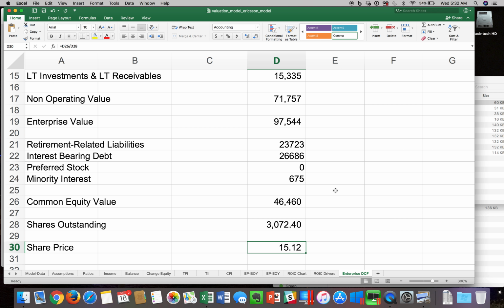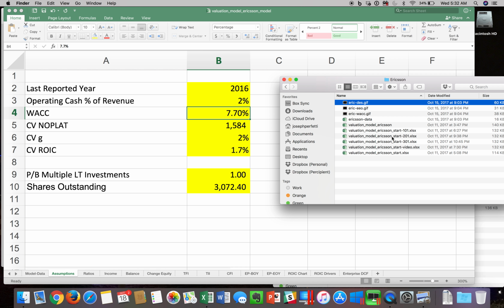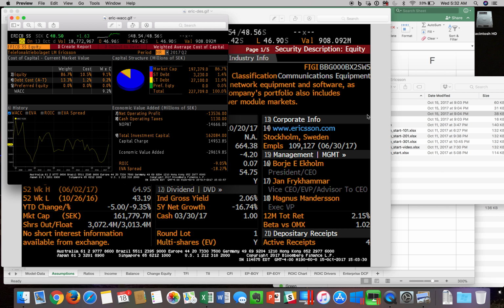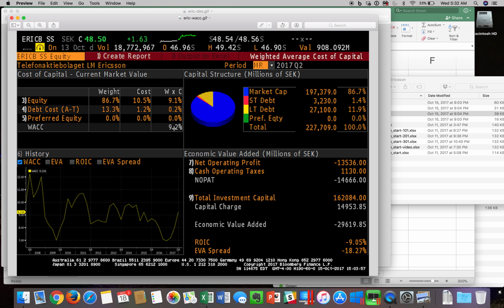And we're going to do what's called an as-is valuation, which means we need to get very close to this share price. So here's how we're going to do it. Number one, on the Assumptions tab, we need to make sure we have a current WACC. So right now, the second screen we're going to need is the Ericsson WACC screenshot from Bloomberg. And here's where we can get a current estimate of a company's WACC. And for Ericsson, you can see it right here. It's actually 9.2% as of this weekend.